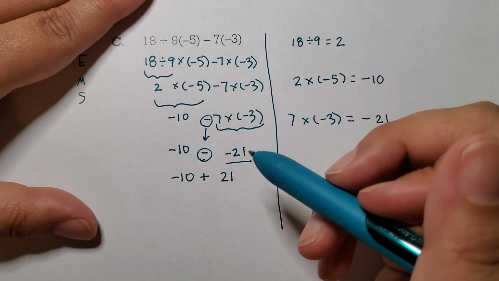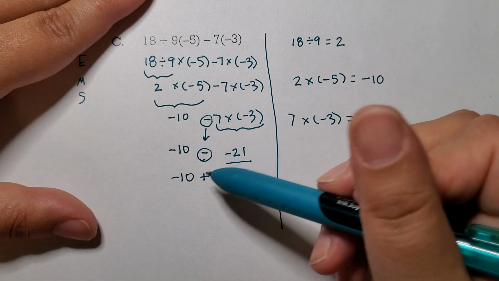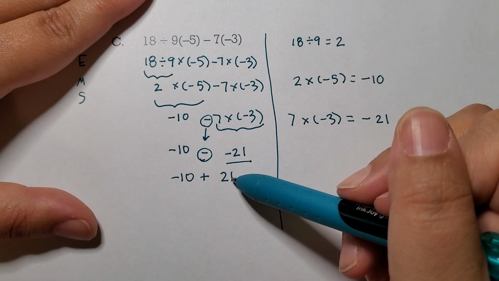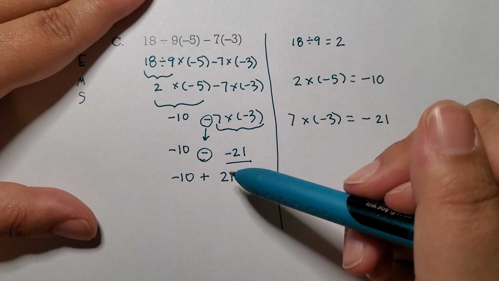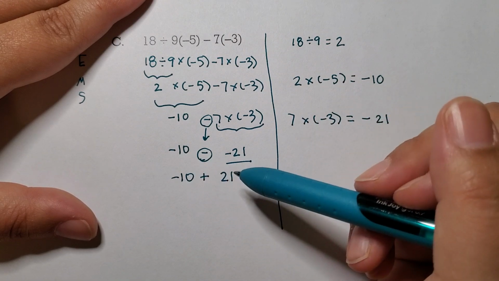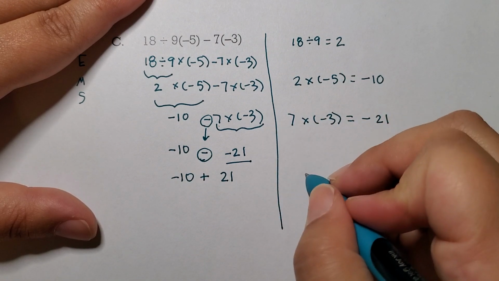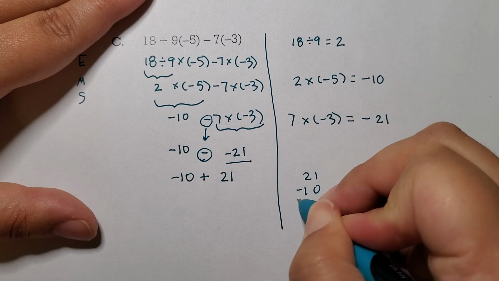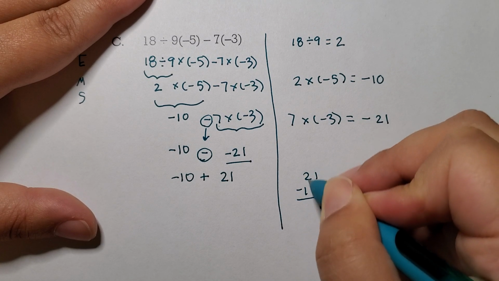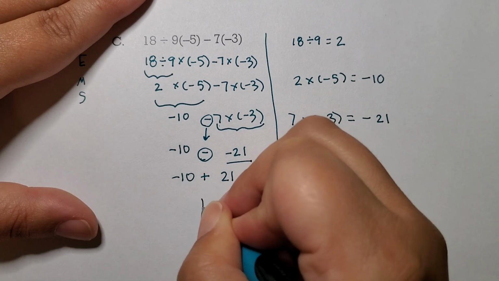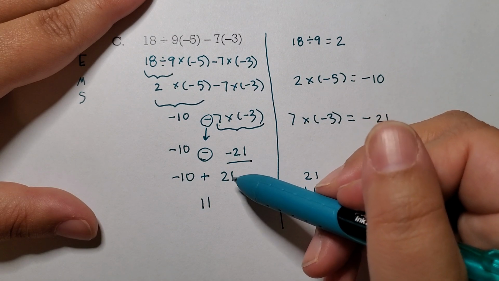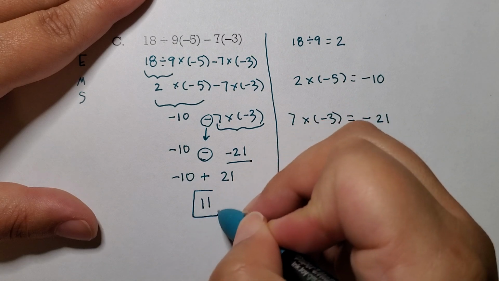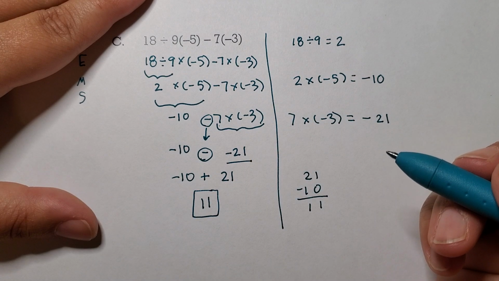Whew, okay, so now I have a negative 10 plus a 21. For addition, if the signs are different, then we subtract the numbers. So I'm going to do 21 minus 10, get 11. And the bigger number was the 21, which was positive. So my answer is going to be positive.